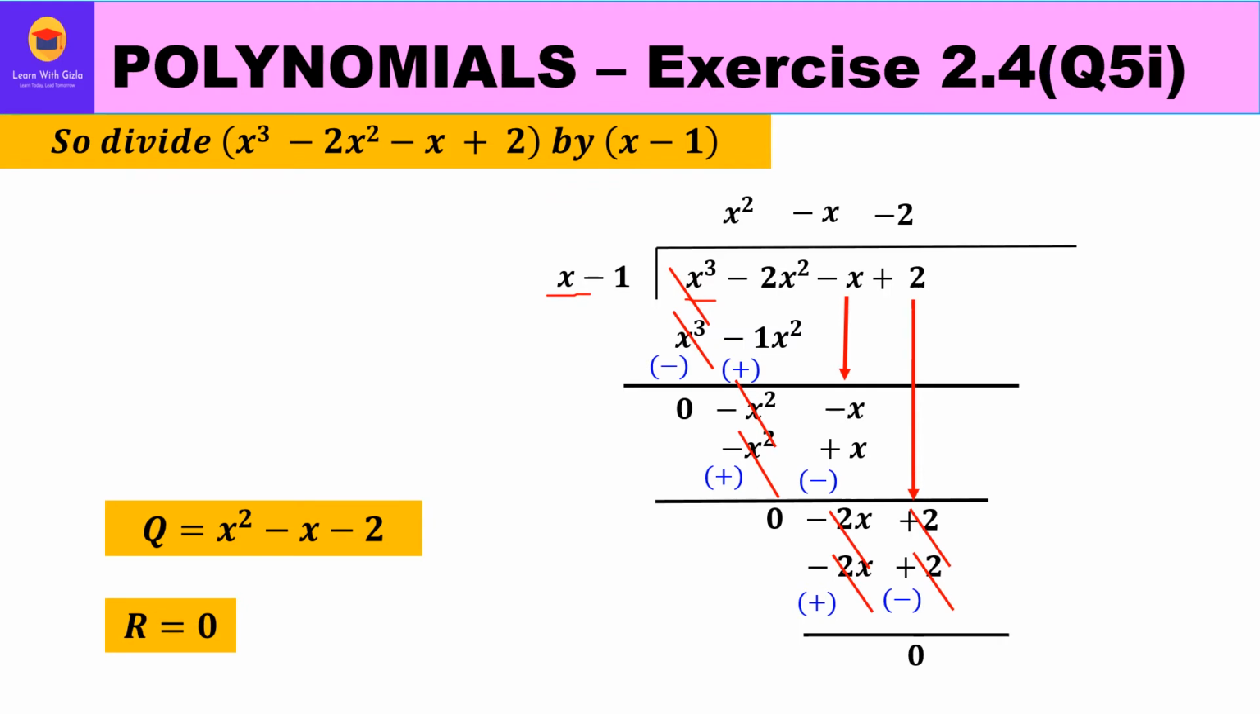So we are done with the long division process. Here one of the factors we had calculated by hit and trial method, and the rest we did by the long division method to find out the quotient and the remainder.